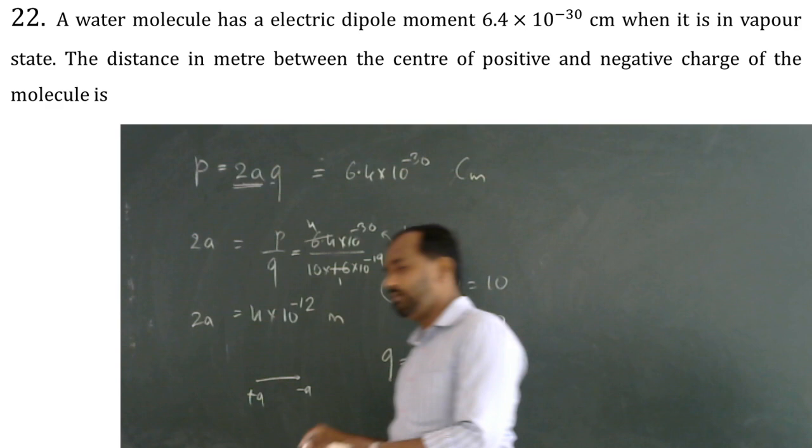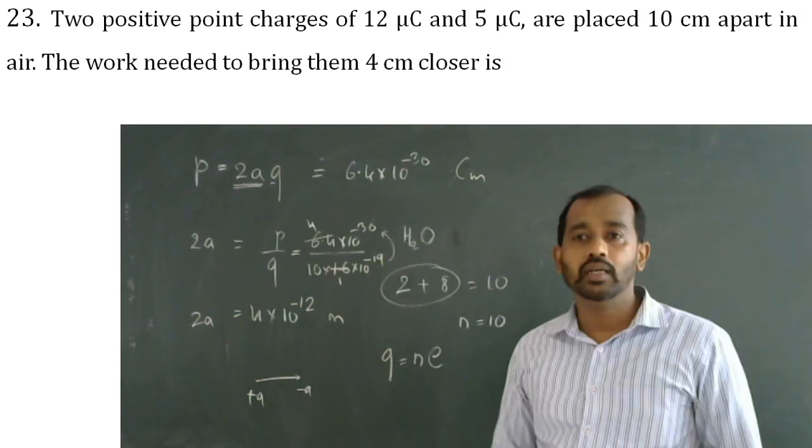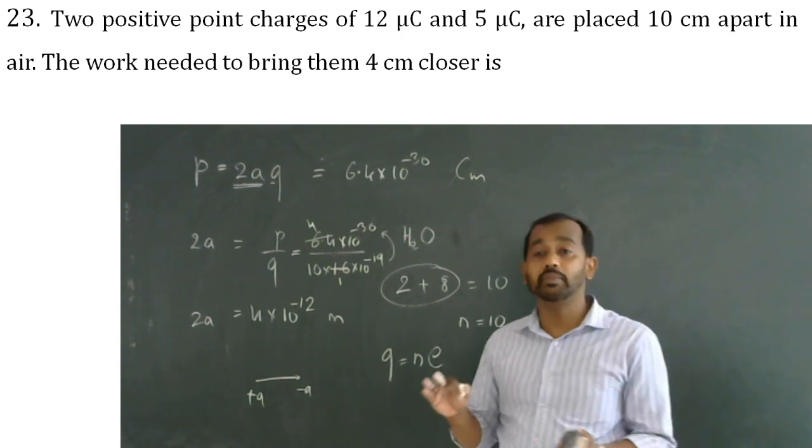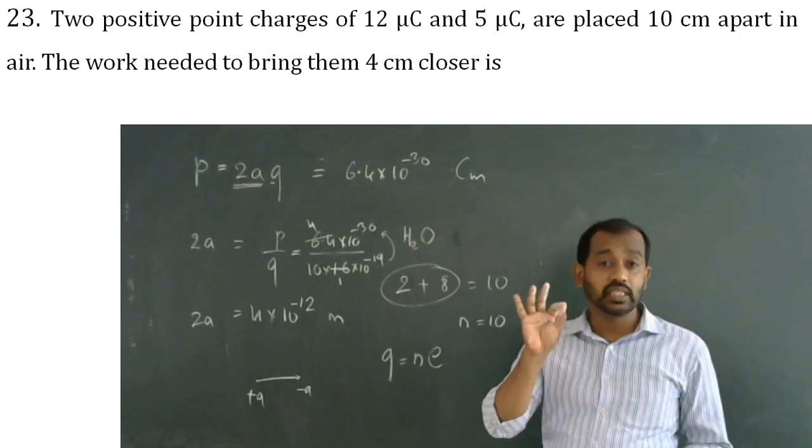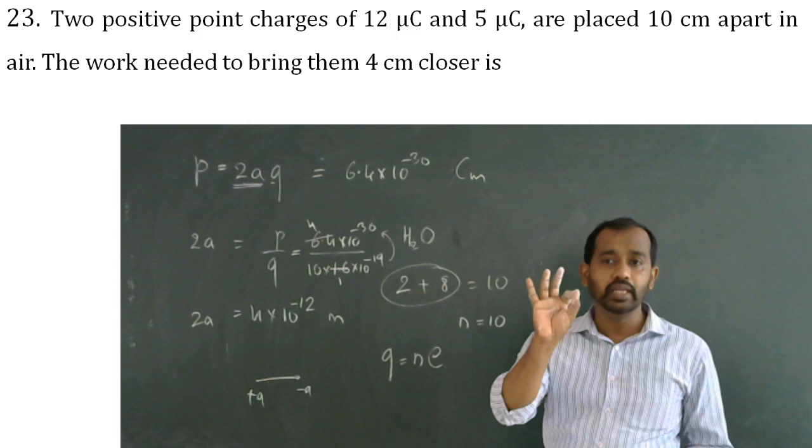Let's move on to the next problem. The two positive point charges, 12 microcoulomb and 5 microcoulomb, are placed at a distance of 10 centimeter in oil. Obviously, it should be in oil. The work needed to bring them 4 centimeter closer is. Students, just carefully read the question. You will understand what they have asked and what you need to find out.